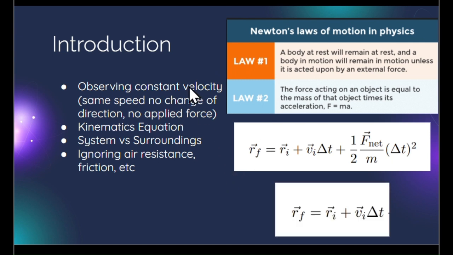The system for this equation is the soccer ball eraser, and the surroundings are going to be the table, air, and anything that is not the eraser itself. For this experiment, since we want to observe constant velocity, we're going to ignore friction, air resistance, and any other force that could be acting upon the ball.